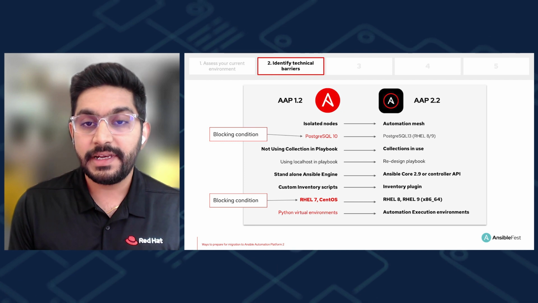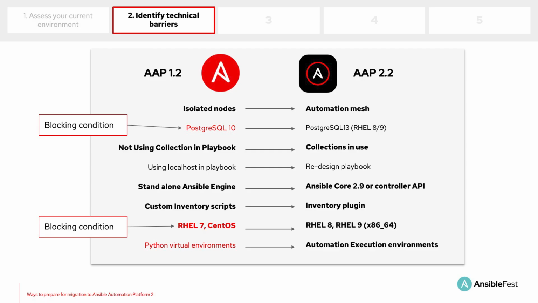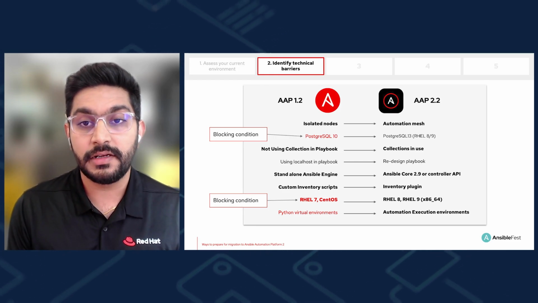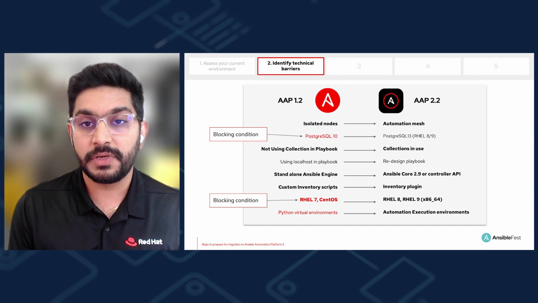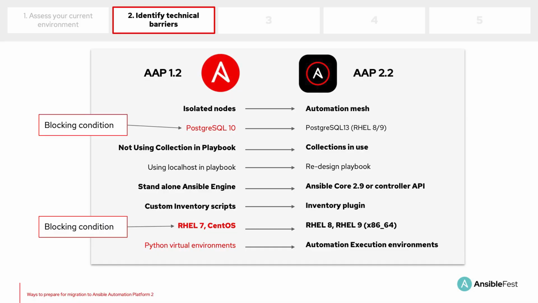Automation mesh is an overlay network with peering capabilities. Mesh provides fault tolerance, redundancy via peering capabilities, and it can distribute automation closer to the location where it's needed. This is important for migration as it can help you decide how you want to design your platform network to unlock the full potential of the automation mesh. Second, PostgreSQL 10 to PostgreSQL 12 or 13.